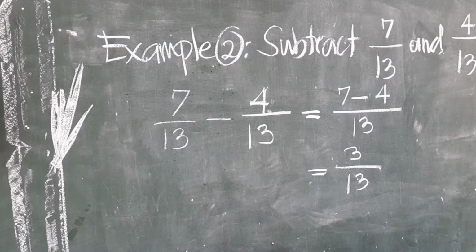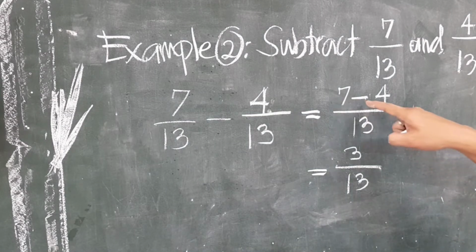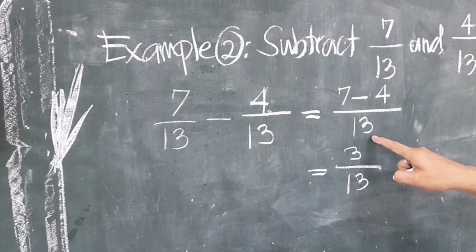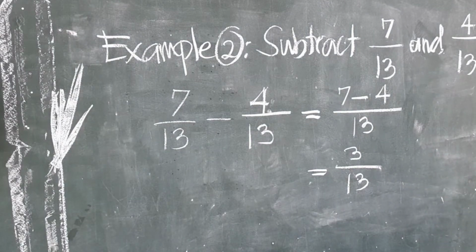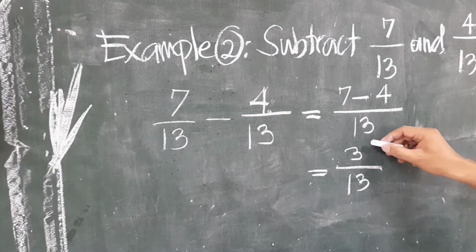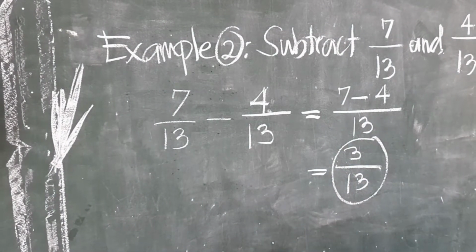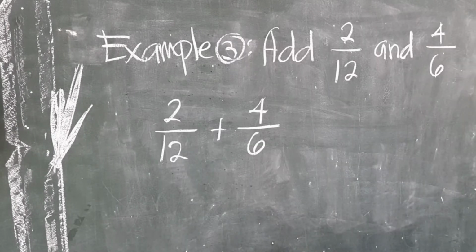That is, subtracting the two numerators and then copy the common denominator. And the final answer is 3 over 13. Always remember, express your answers in simplest form. Now, we have example number 3. Adding dissimilar fractions. Add 2 over 12 and 4 over 6.